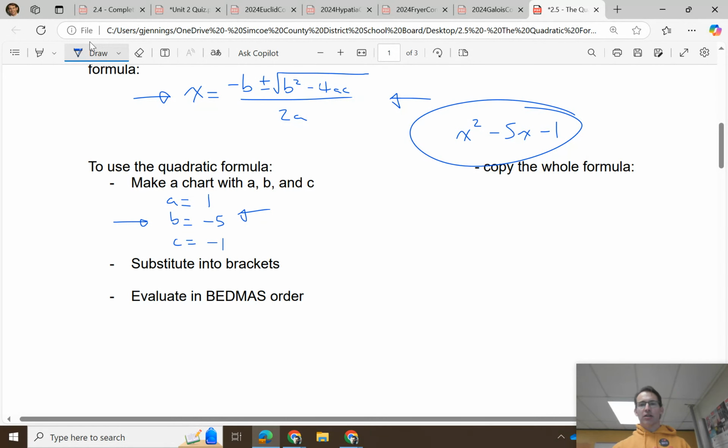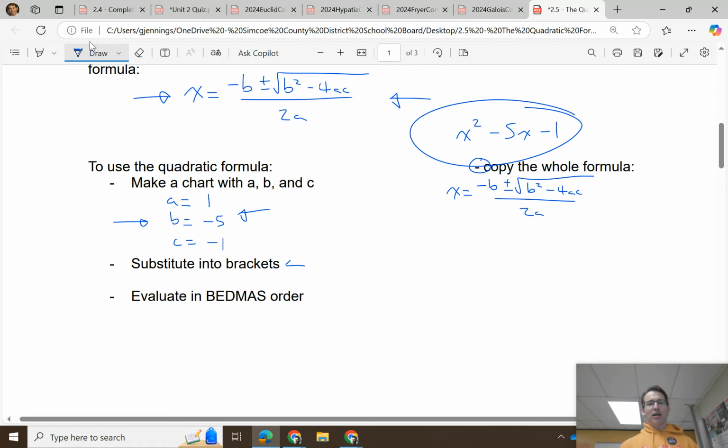Next, copy the whole formula, please, and sing it each time. X equals negative b plus or minus the square root of b squared minus 4ac over 2a. Oh, that's fantastic. It's beautiful. We need to work on our harmonies, but we've got the rhythm down.